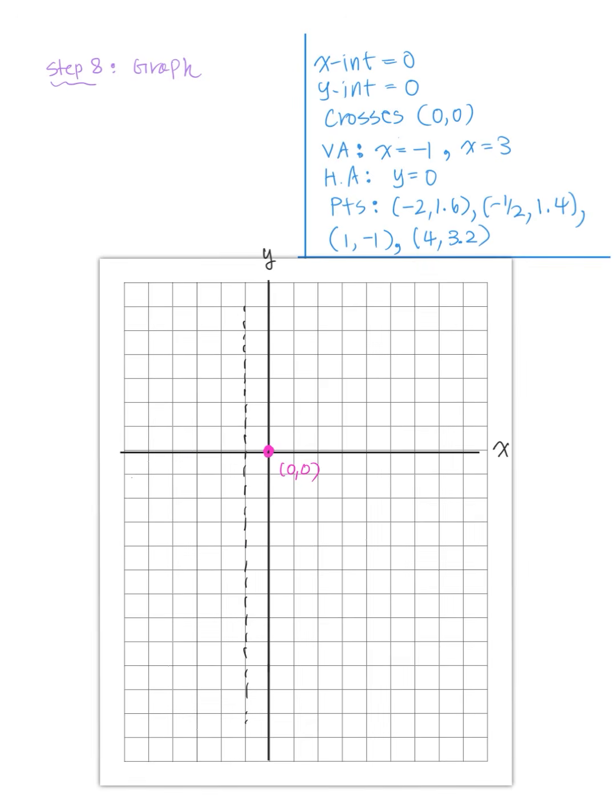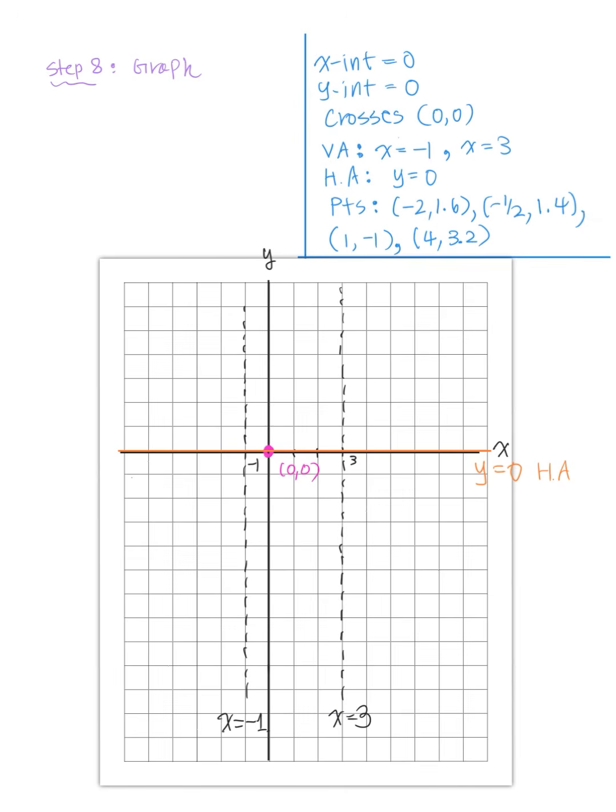And then, sorry, let me just write -1 and then 1, 2, 3. X equals 3. What a pain to write all these dots. Okay, that's good enough. So let me denote this by x equals -1 and then x equals 3. And our horizontal asymptote is the x-axis. So here it is, y equals 0 is the horizontal asymptote.